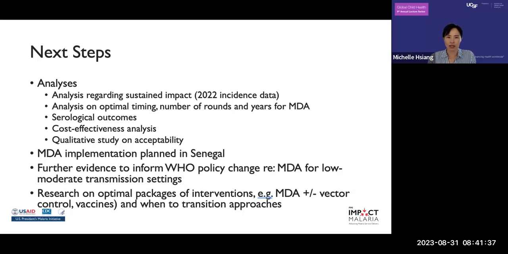That's all in process. And MDA is already planned for implementation in Senegal. They're taking it on in a few other districts now. We hope that this will inform some WHO policy I mentioned. And I think broader next steps is we have to think about what mix of interventions make sense when and where. We're going to have vaccines soon. When do you use something versus something else versus a combination, and when do you transition, stop, or start things, I think are big questions.